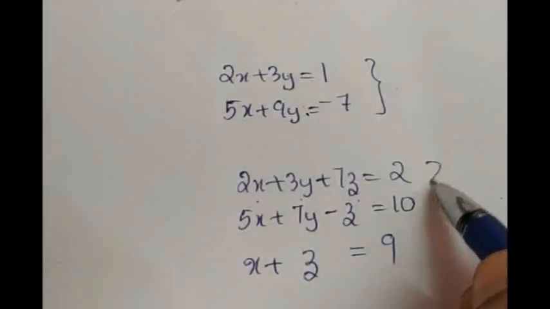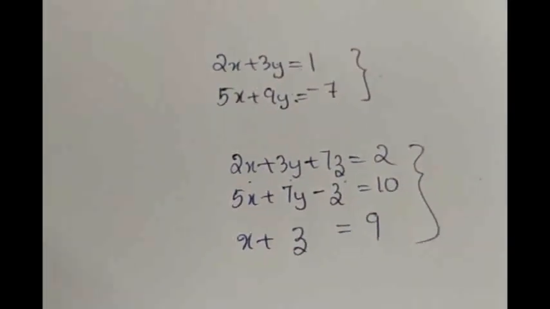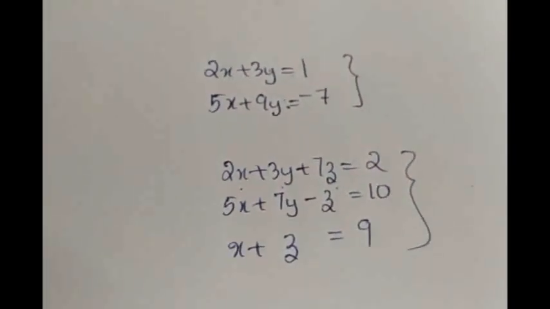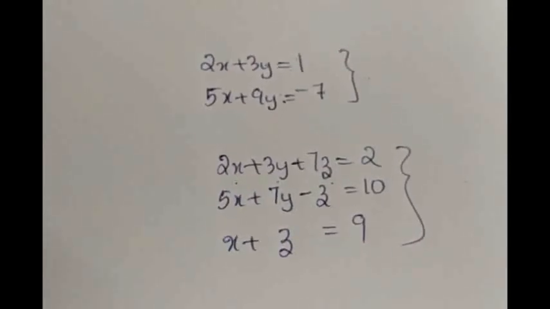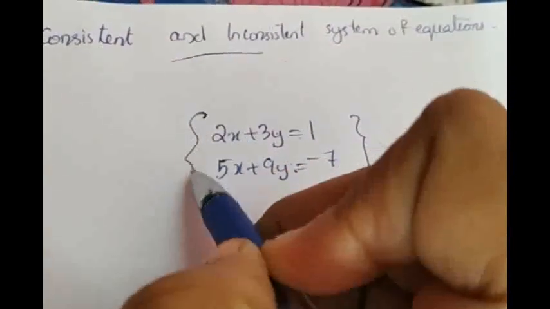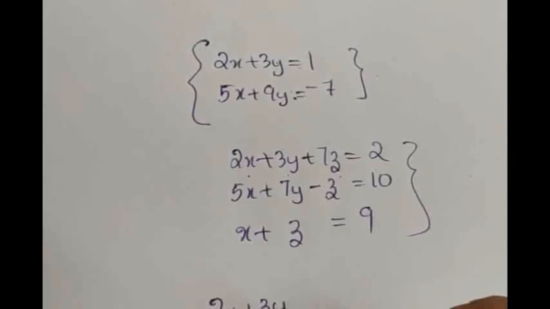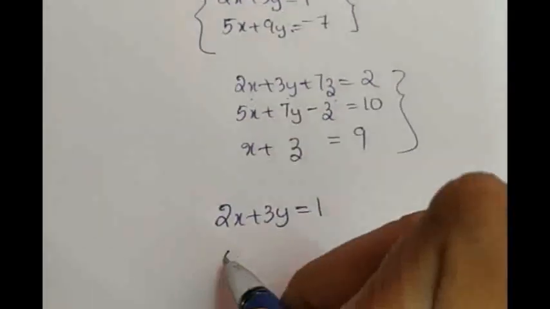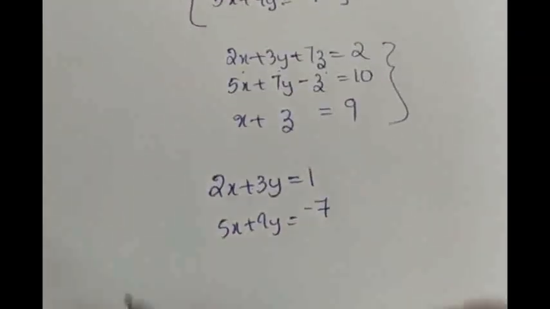Okay, so this is again, not a pair, sorry, a system of linear equations. And there are 3 variables and we have to find the value of x, y and z using the matrix method. Okay, and how will we write this? I am taking the system of linear equations again, 2x plus 3y equal to 1 and 5x plus 9y is equal to minus 7. I can write it in matrix form.